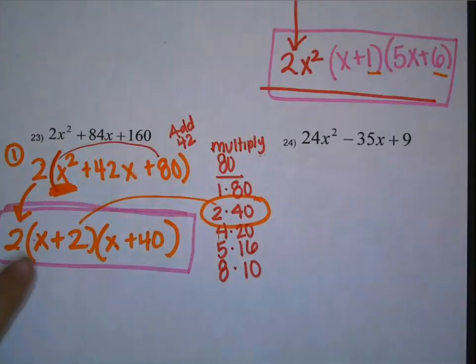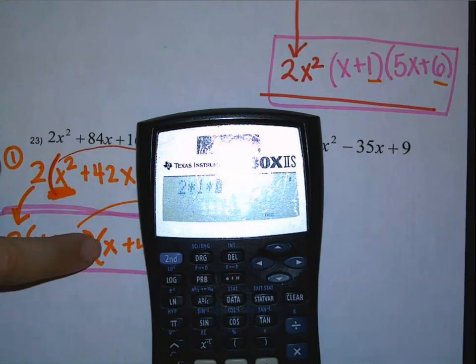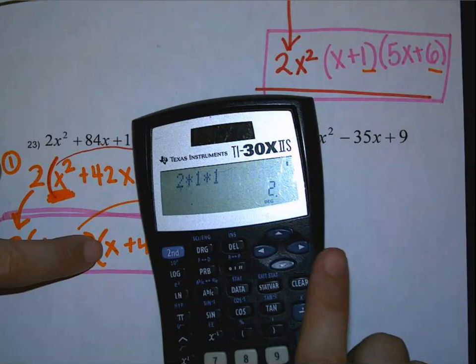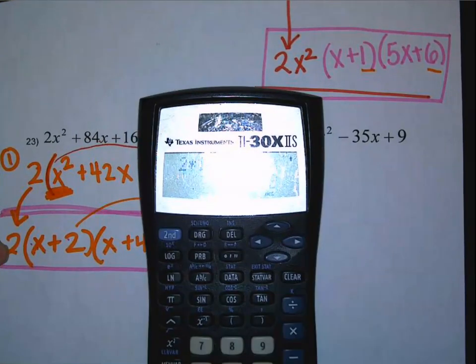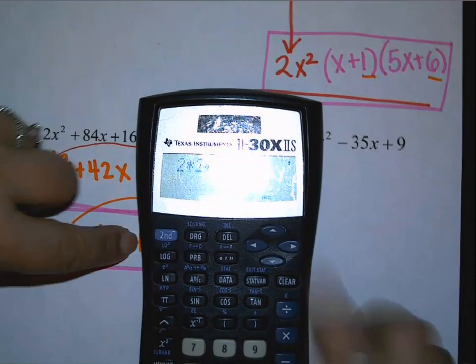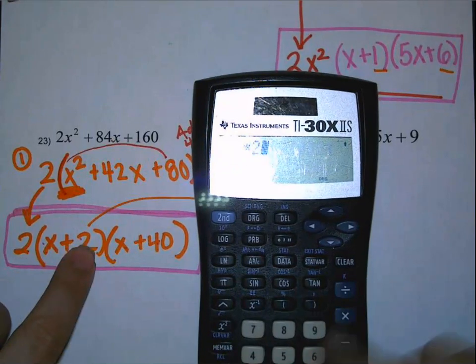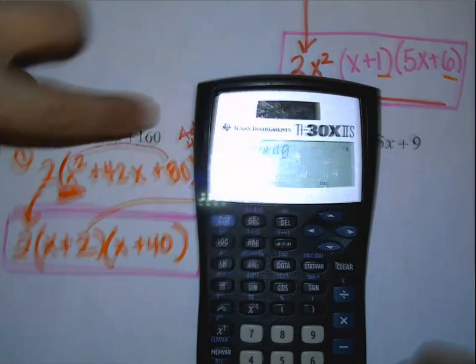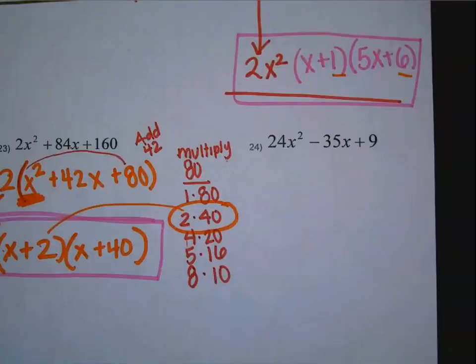Now if I quickly want to check this, I'm going to take this 2, multiply it by this 1 right here, multiply it by this 1 here, and make sure I get this number here that I started with. Then I'm going to take the GCF, multiply it by this 2, multiply it by this 40, oh whoops, it wasn't a 4, 2 times 40, and make sure we get this number here, which we do. So again, that doesn't mean we're right. It just means it feels good.